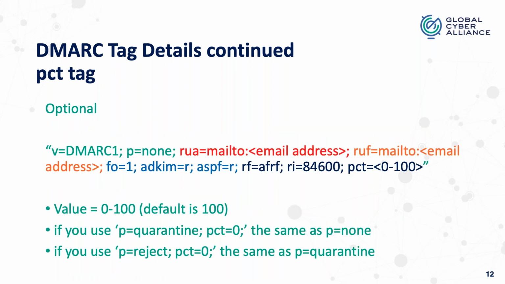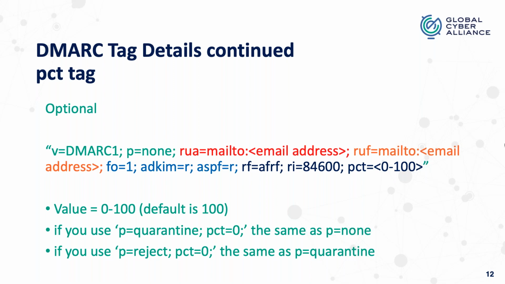The PCT tag, which is the percentage tag, is also optional. If you do not use it, the default is 100. So the values can be anywhere between 0 and 100 that you would put in there. You can put in PCT equals 0 or PCT equals 50, 25, whatever number that you want, all the way up to 100.